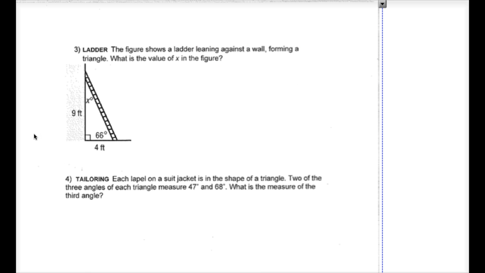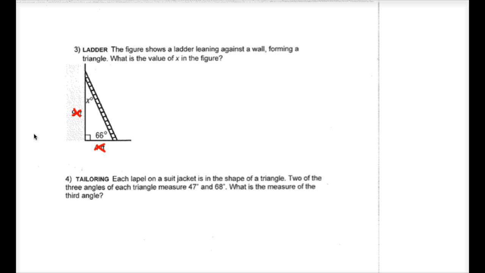The figure shows a ladder leaning against a wall, forming a triangle. What's the value of x in this figure? Can everybody picture a ladder leaning up against a wall? What kind of shape? A triangle. Notice, and I should have mentioned this on the last problem, they give us the lengths of the sides. For right now, we don't need those. It's just information that they give you that you don't need, and some kids get confused by useless information. But they only gave us 1 angle.